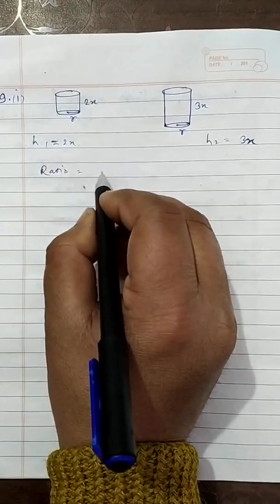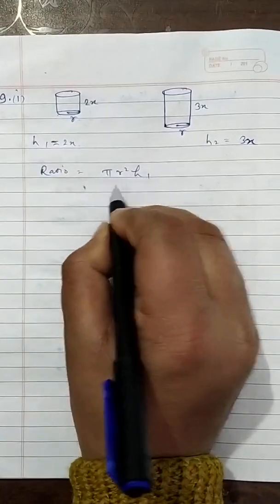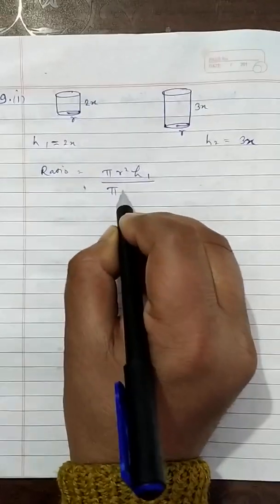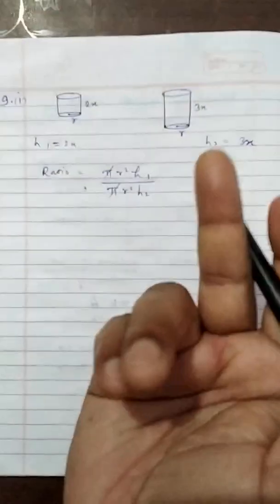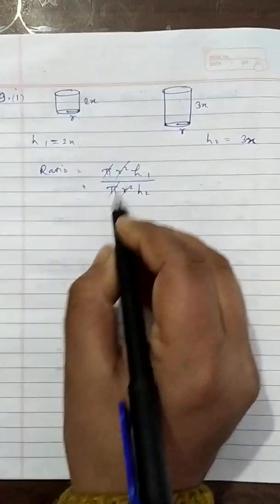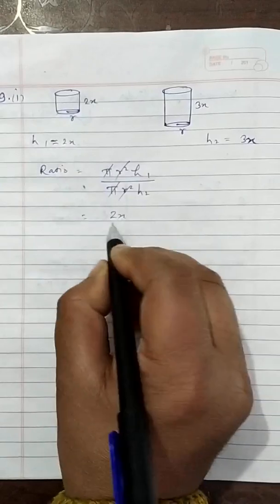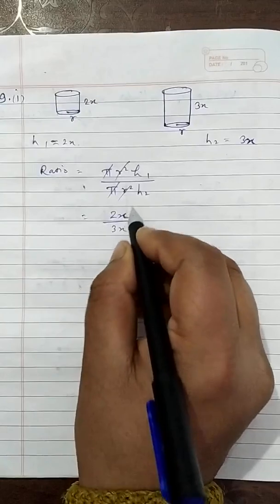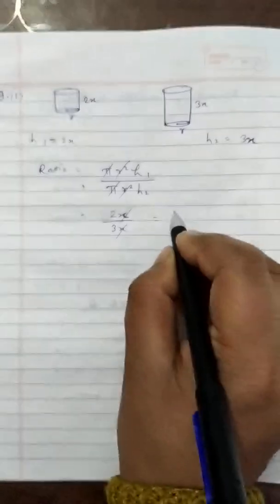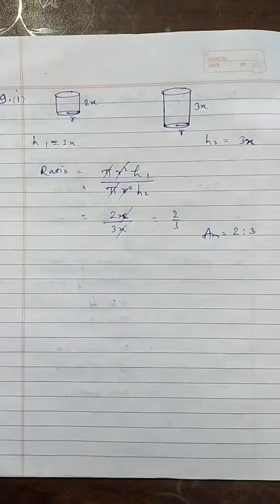The formula is pi r square h. Because the pi is same and the radius value is also same in this part, and its height is 2x, we'll put here 2x, and h2 is 3x, we'll put here 3x. X is same, so 2 upon 3, its answer is 2:3.